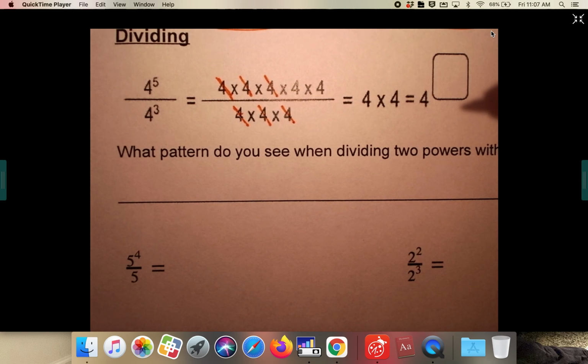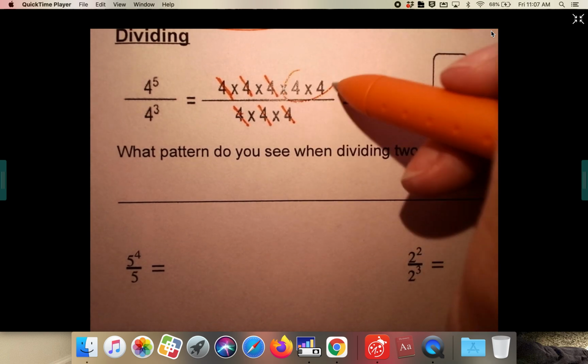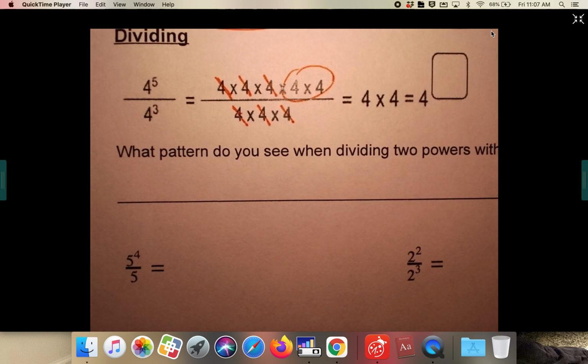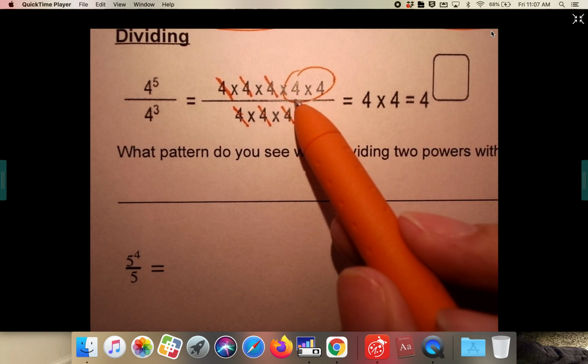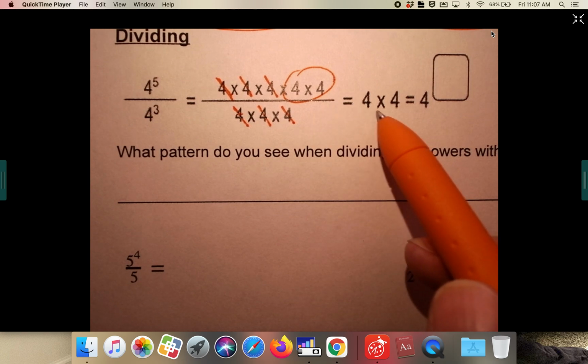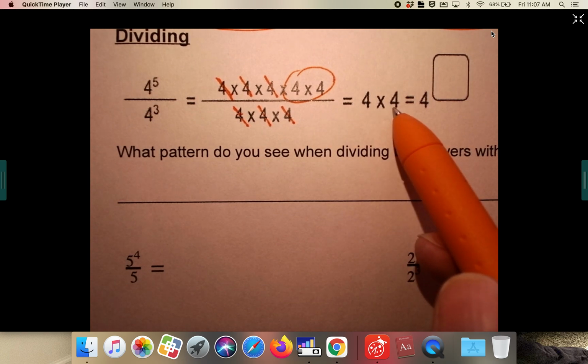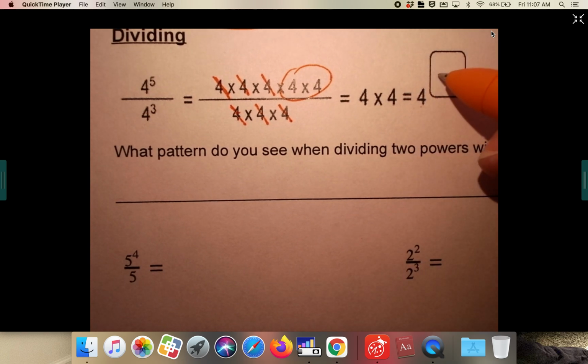And so what do we have left? What we have left is just this on the top, which would just be 4 times 4. So if there's only 2 of them, 4 times 4, if there's only 2 of them, that means it's 4 squared.